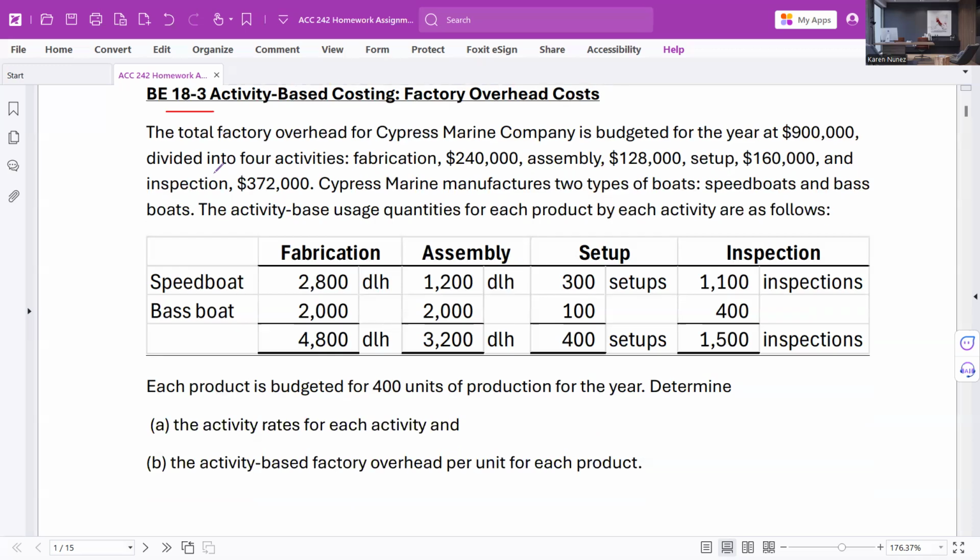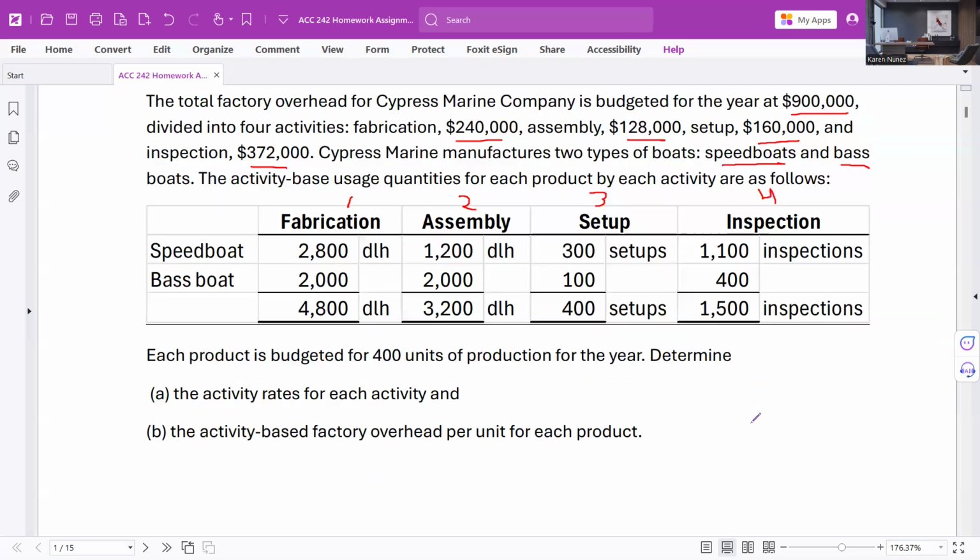We need activity rates. So we have here a firm that has total overhead of $900,000. They've divided the overhead into 4 activities. 1 is fabrication, 2 is assembly, 3 is setup, and 4 is inspection. So we have 4 activities, and we have the cost for those 4 activities: $240, $128, $160, and $372. So we have the 4 activities defined. We have the $900,000 that has been allocated to the 4 different activities. And we've got 2 products that we're going to be assigning cost to: speedboats and bass boats.